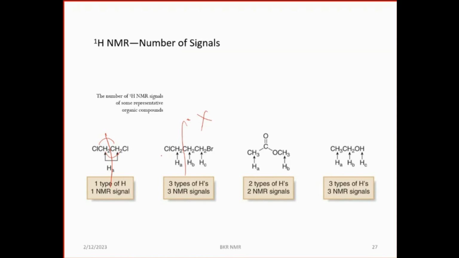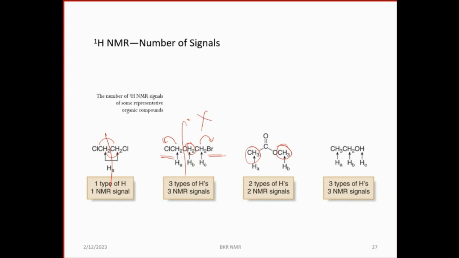Different atoms: here there is chlorine, here there is bromine. So all three hydrogens have different environments. This hydrogen is attached to chlorine, this hydrogen is attached to bromine, and chlorine is more electronegative than bromine, so the electron density changes for all of them. And this H is a little away from the chlorine and bromine influence. So 3 signals.